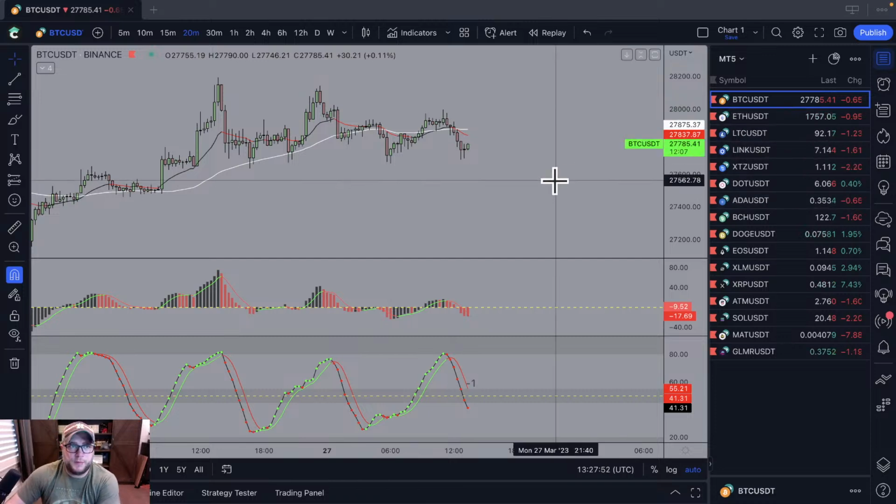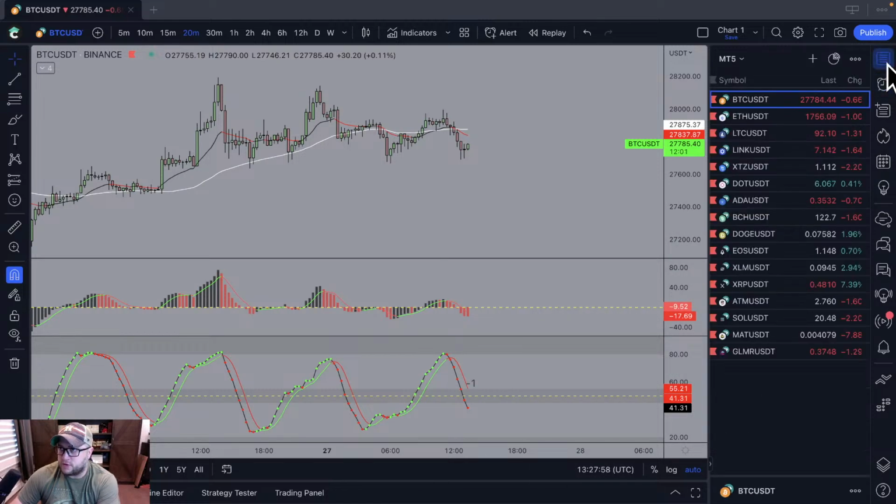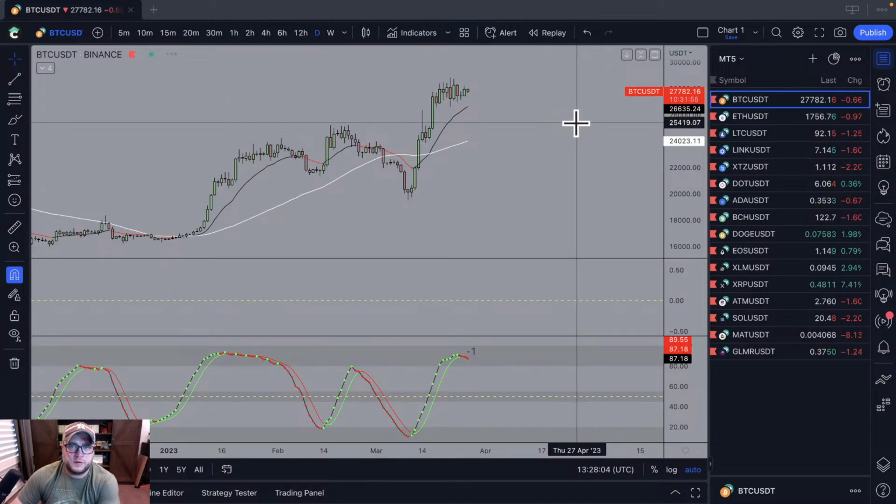With that, let's just jump right into it. Let me delete all the alerts, and we will look at those alerts when they come in. Let's see, Bitcoin. Let's go to the day chart and see how it looks.